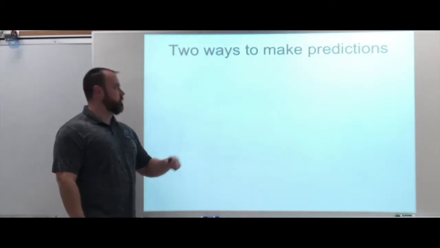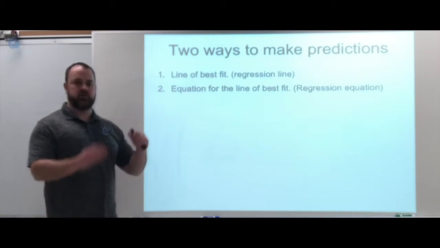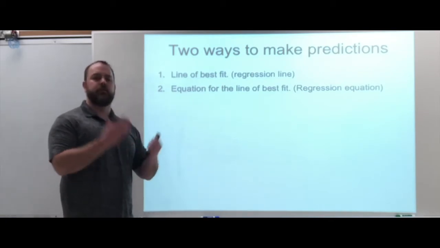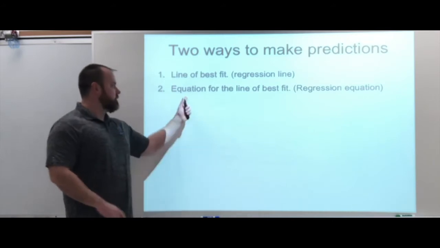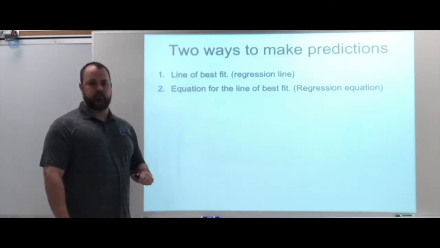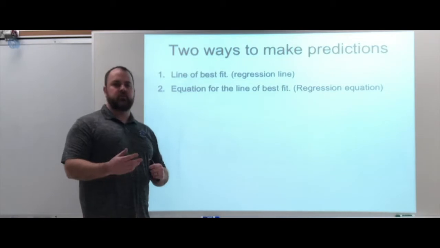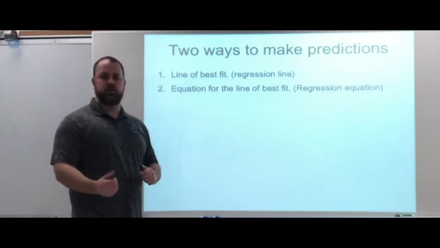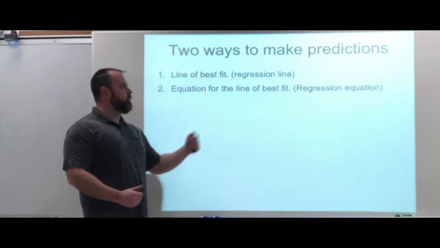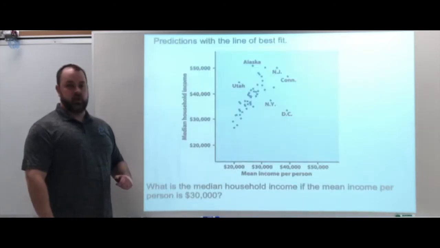The two ways of making predictions: we have the line of best fit, where we're basically making an eyeball estimate, drawing our line of best fit and looking at what the line's showing us. The second is the equation for the line of best fit, the regression equation. That's using the algebra for the line of best fit, and we're going to use that equation to make our predictions. So first, we're going to use the line of best fit.